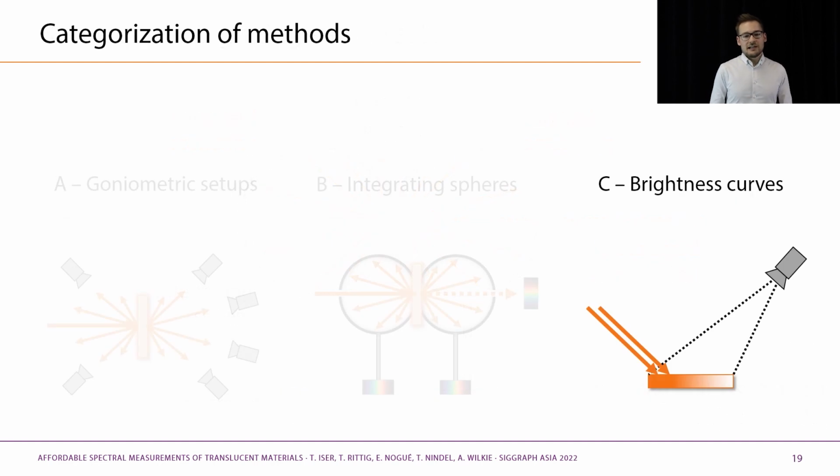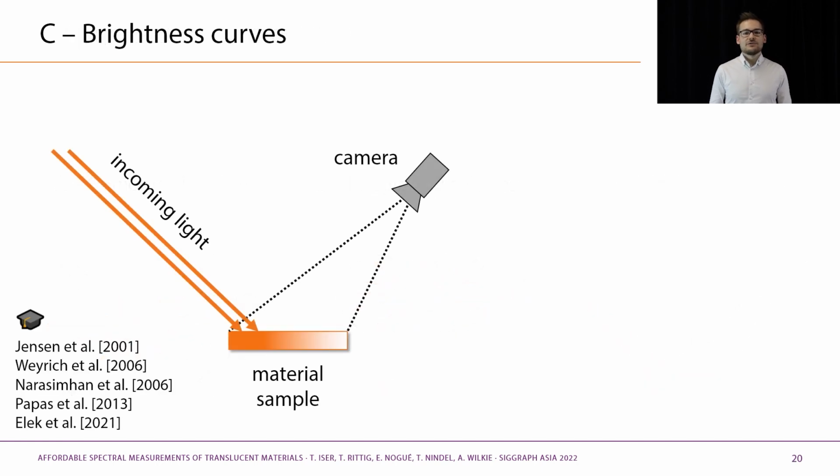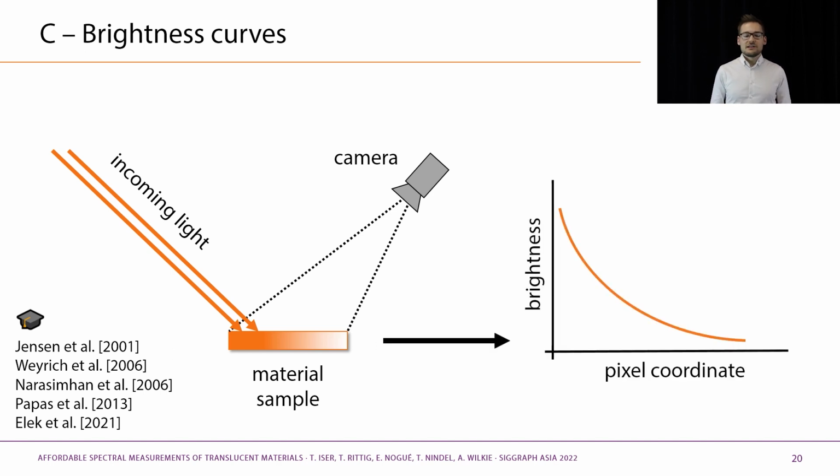The third category are setups that do not need any sophisticated equipment. They are based on taking a single photograph of the material illuminated in a specific way. From these photographs, we take a line of pixels, which gives us a one-dimensional brightness curve. This curve shows how the light intensity changes spatially due to light scattering.